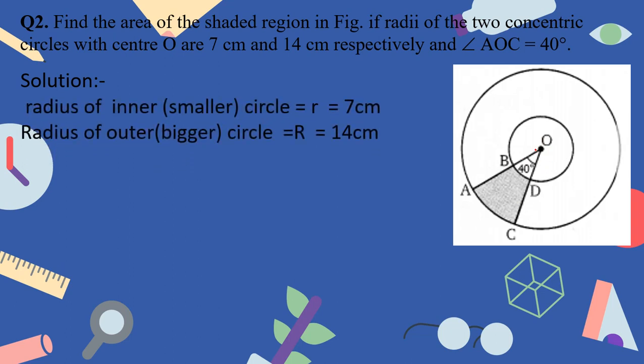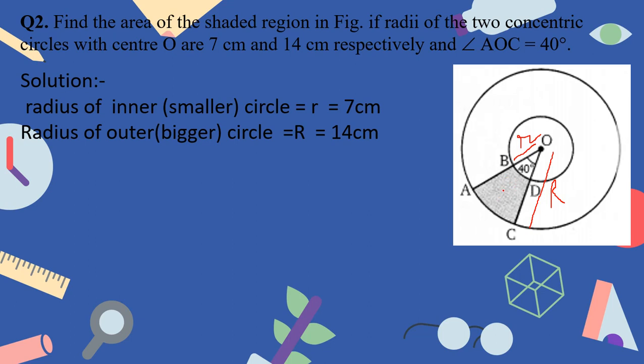So here, as we know that the circles having the same center are known as the concentric circles. So here OB, this is the small r, so we can write it as the small r is 7 centimeter, and this OC, this radius is denoted by the capital R, so it is given 14 centimeter. Now we have to find this shaded part ABDC.